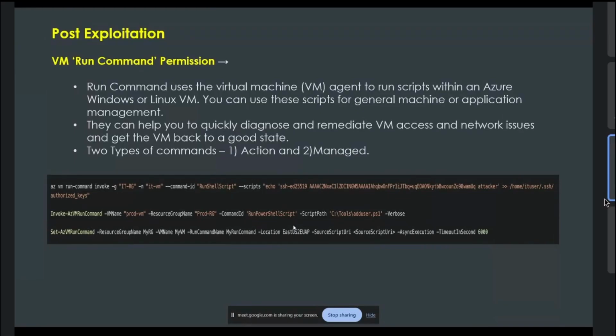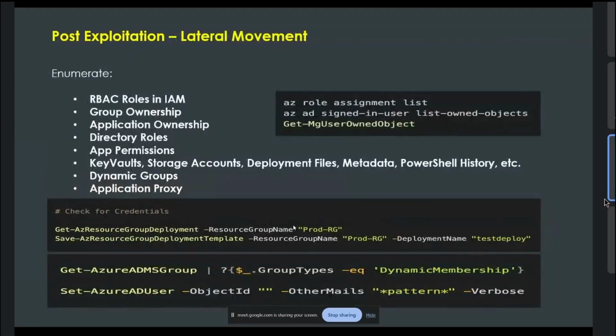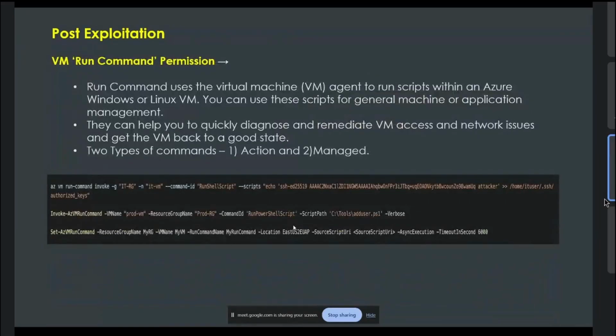In the previous step I mentioned that once you have access to an Azure environment, we have to enumerate all the permissions and roles that we have. During the enumeration phase, if we see that a service principal or a user under our control has the VM run command permission on a VM, then I can execute commands on that particular VM.